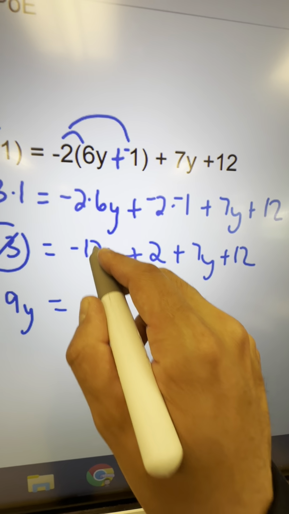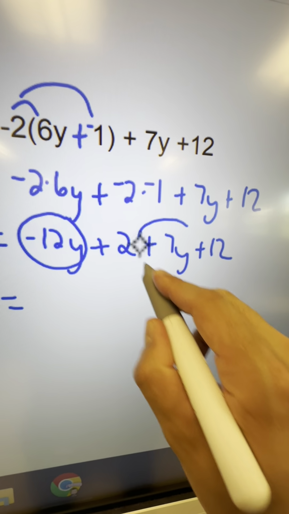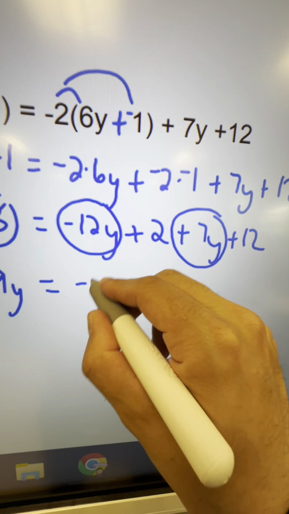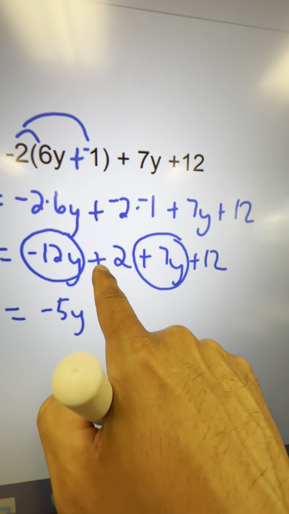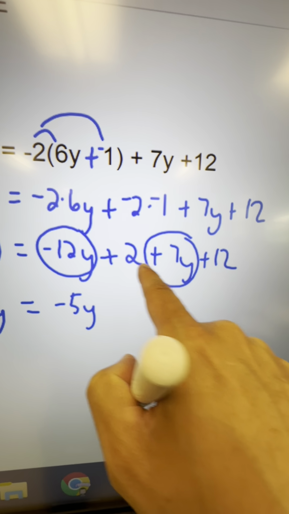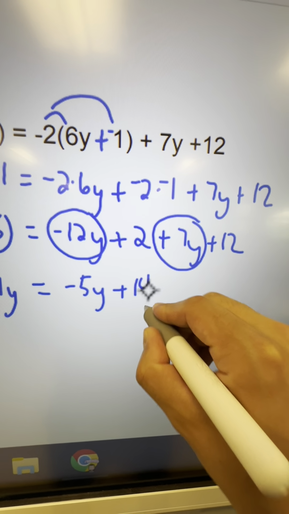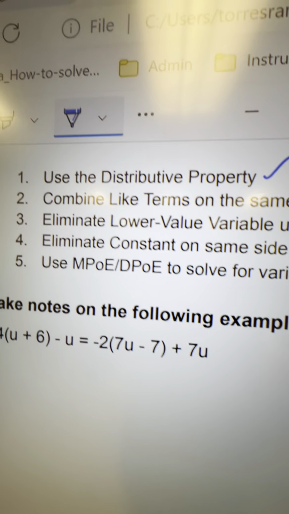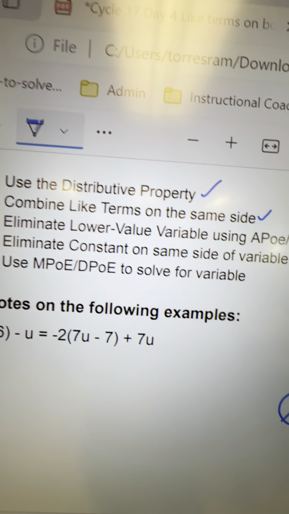And then on the right side, I can see here I have a negative 12y and a positive 7y. When you combine that, you're going to get negative 5y. And I have two constants left over, positive 2 plus 12, which is going to give me positive 14. So I'll put plus 14 there. So we just did step 2, combining like terms on the same side.